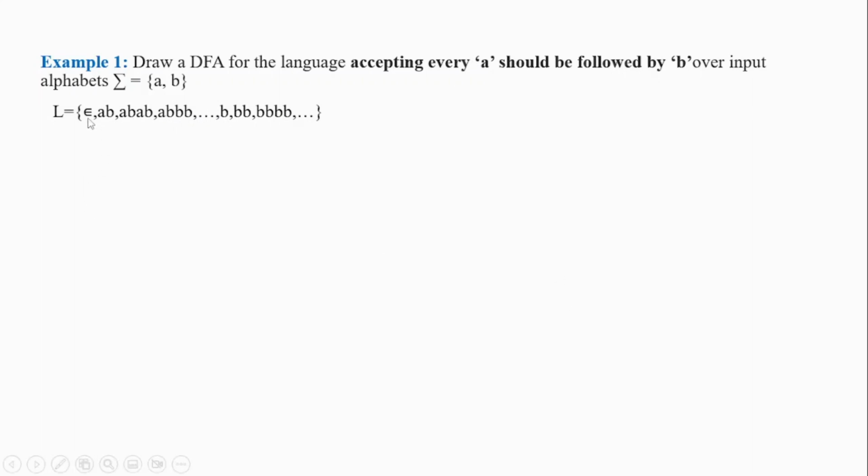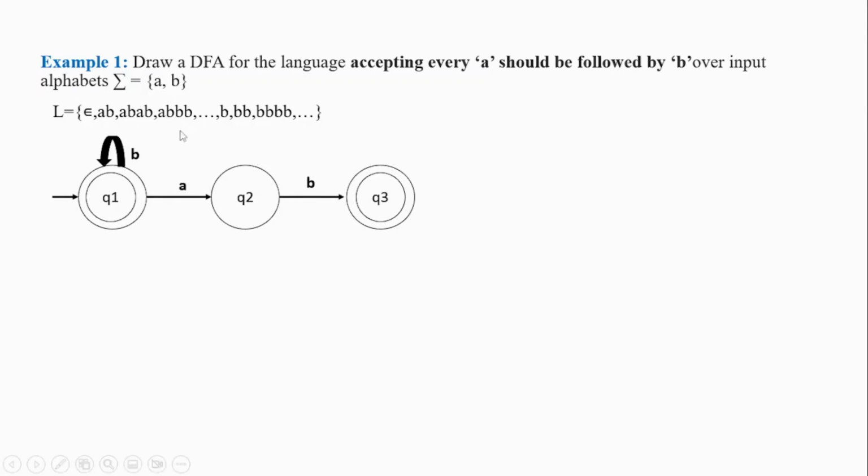So it can be either the empty string, then AB, A followed by B, then AB, AB, right? Then A, B, B, B, B, B. So if there is an A, it has to be followed by B. If there are no A's present in the string, then it can have only B's. That is also acceptable, right? So these are the set of the strings that will be acceptable, right?